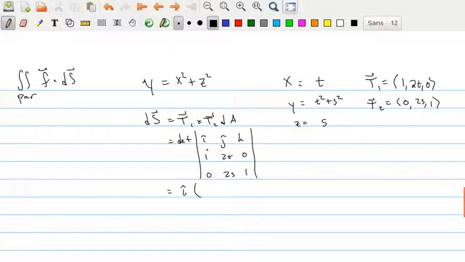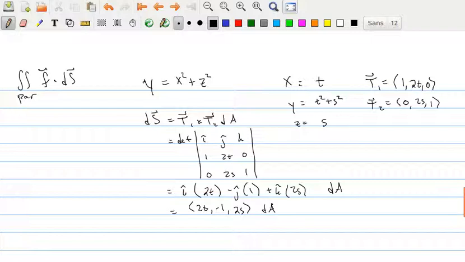So expanding this out, for the i component, we've got 2t minus 0. For the minus j component, we've got 1 minus 0. And then for the k component, we've got 2s minus 0. We've got to tack this dA on at the end. So that says the dS is ⟨2t, -1, 2s⟩ dA. We've got to do something here just to make sure we have the correct normal vector.